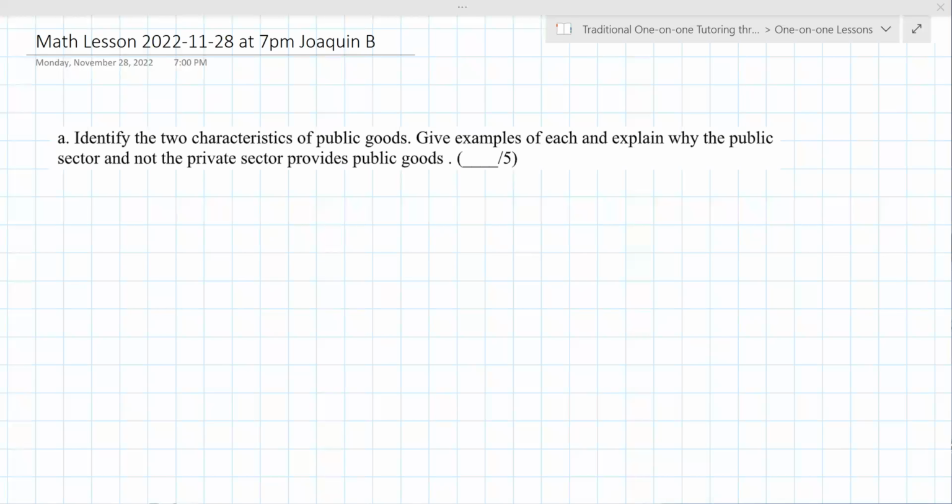Characteristics of public goods? Is that what we're looking at? Yes. Okay. Do you have any idea how to answer this from your notes from today or from class or anything else?